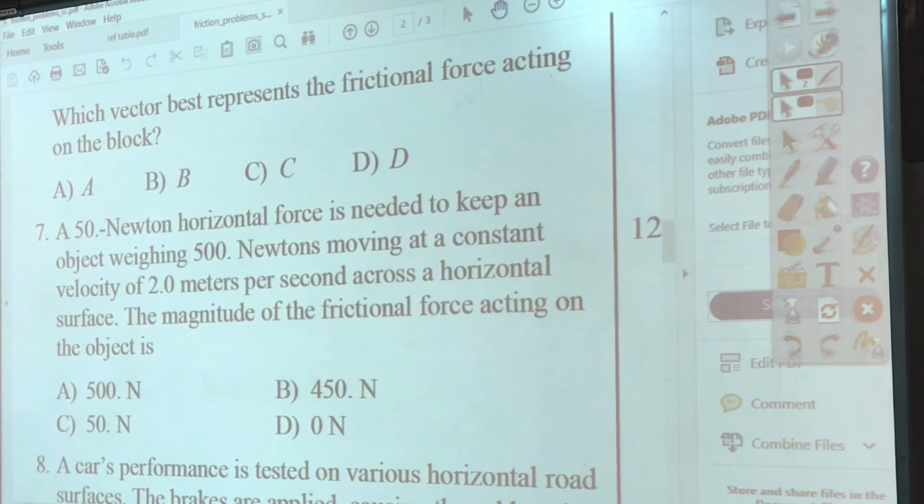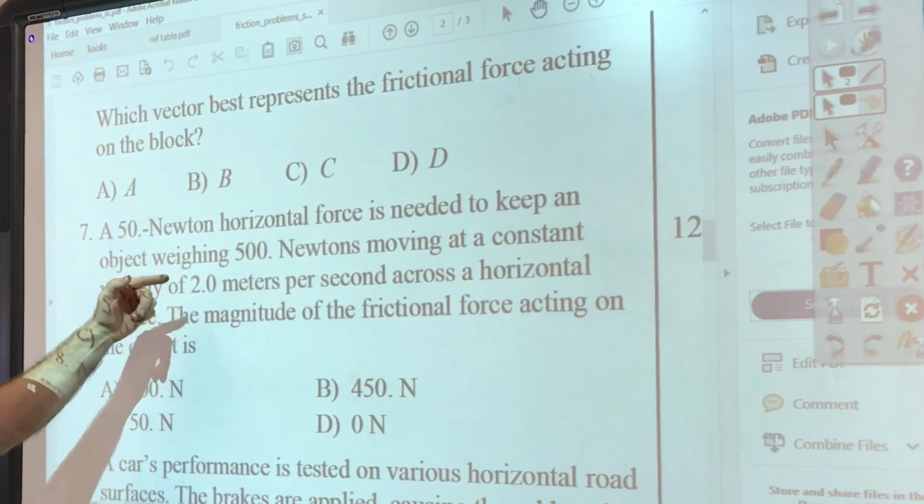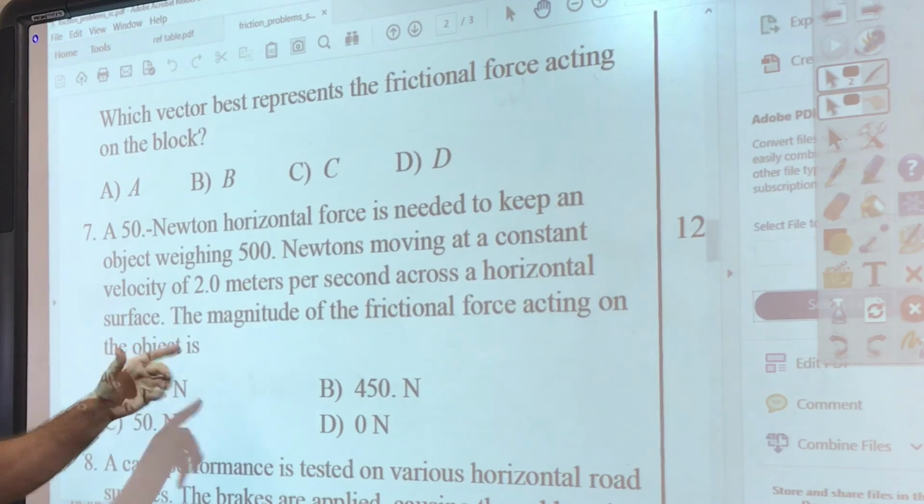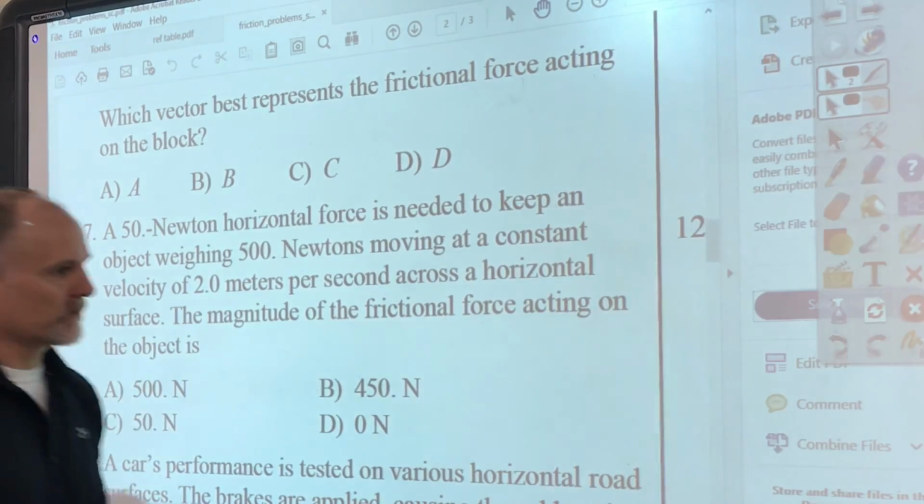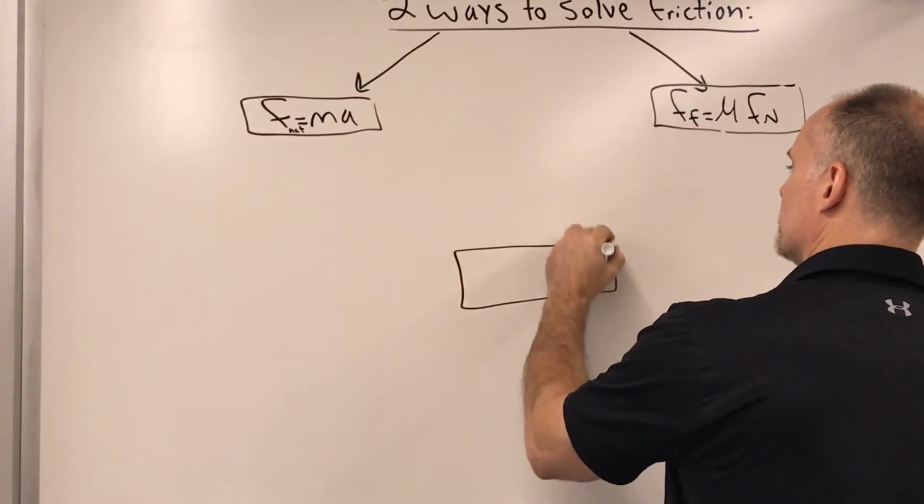Question number 7 says, a 50 Newton horizontal force is needed to keep an object weighing 500 newtons moving at a constant velocity of 2 meters per second across a horizontal surface. What is the magnitude of the frictional force? Okay, so first of all, we're going to start by drawing a diagram and a free body diagram.